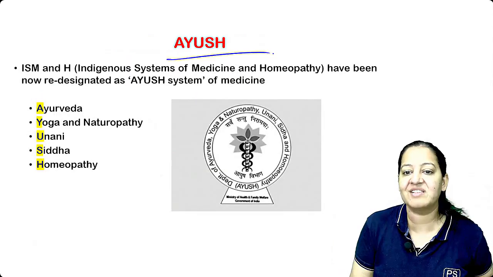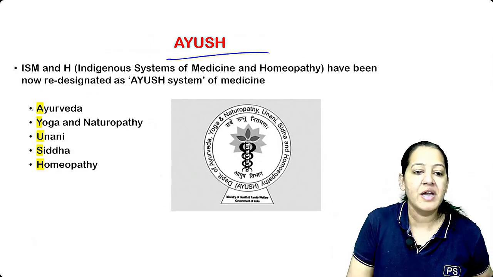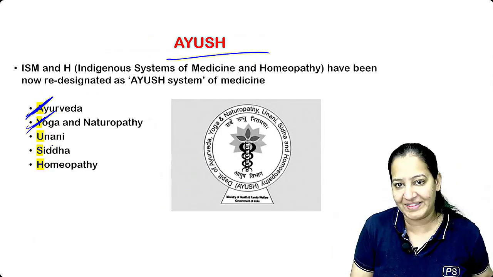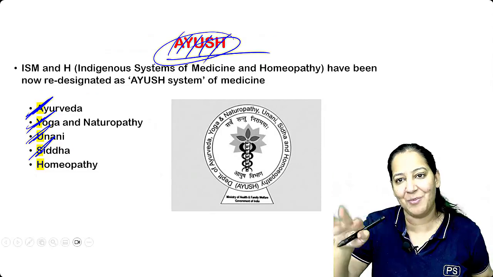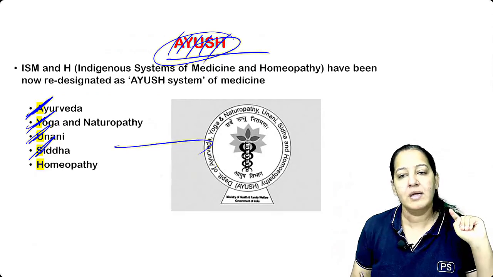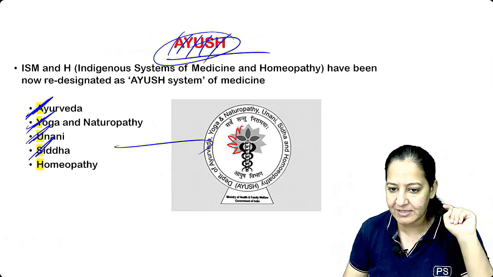Combine everything, that is Ayush. Have you heard about Ayush? What is the full form of Ayush? A stands for Ayurveda, Y stands for yoga and naturopathy, U stands for Unani, S for Siddha and H for homeopathy. I have combined all five together, not individually. This is the symbol, the logo of Ayush. You can see it's like a flower. Can you see there is a flower?